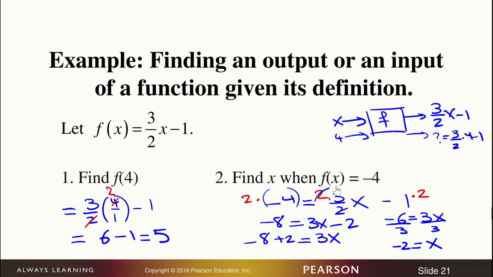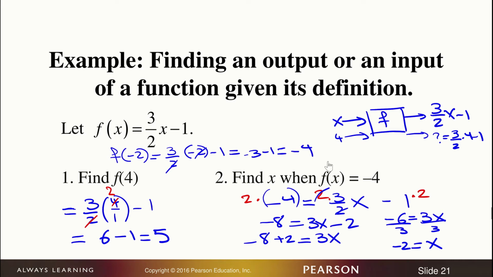So what number is it that we can use as x so that once we plug it in, we end up with -4? That number would be -2. Okay, try it. Go ahead and find f of -2, right? See, you just go 3/2 times -2 minus 1. The 2's cancel out, so we get -3 minus 1, which is -4.